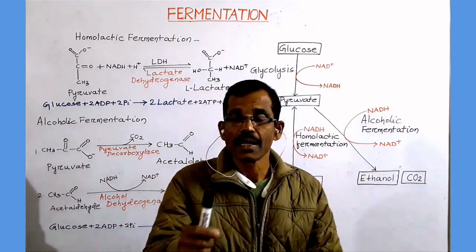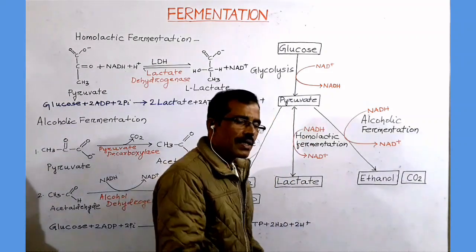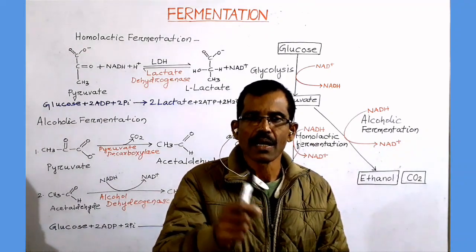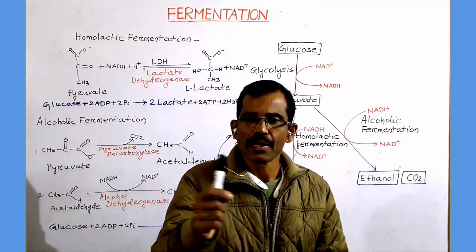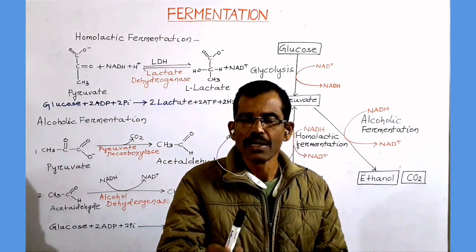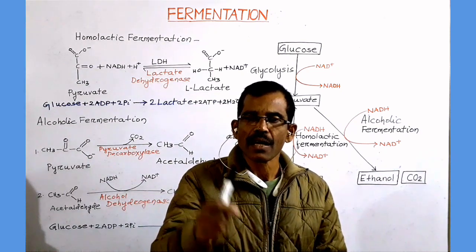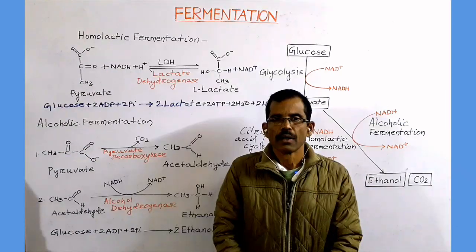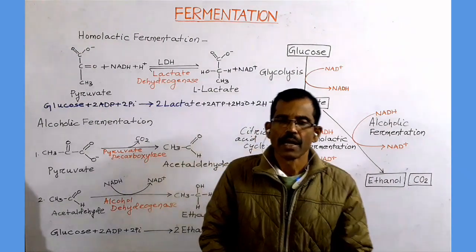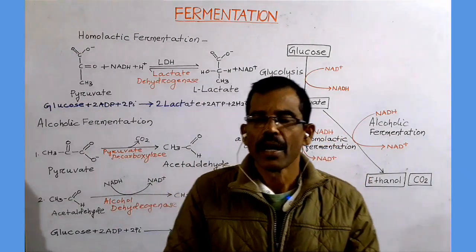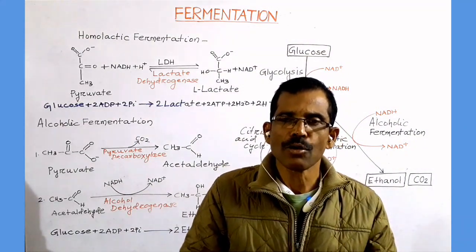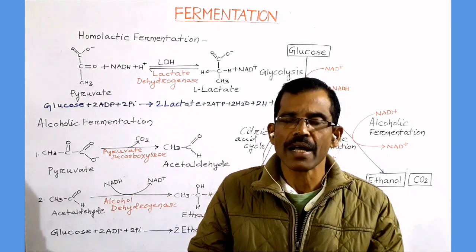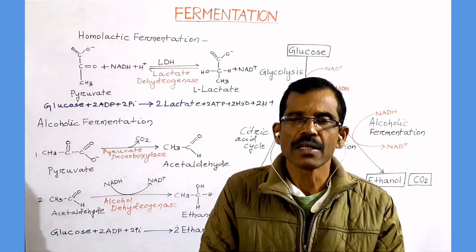In yeast and certain other organisms, pyruvate is first decarboxylated to yield carbon dioxide and acetaldehyde, which is then reduced by NADH to yield NAD+ and ethanol in a process called alcoholic fermentation. In aerobic glycolysis, NADH acts as a high energy compound, but in anaerobic glycolysis, its free energy of oxidation is dissipated as heat.